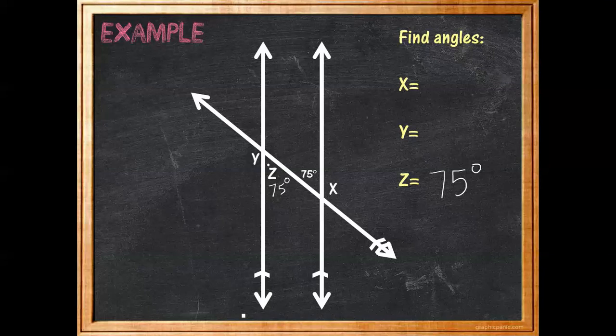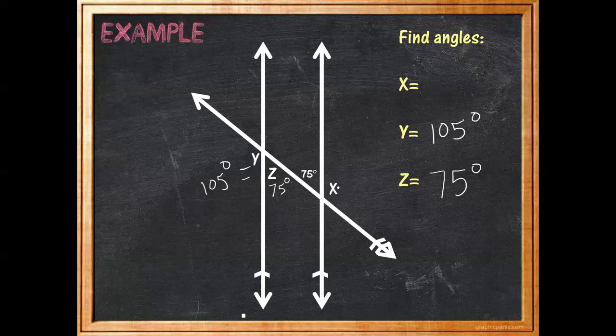Now if we look at Y, we know that Z is 75 degrees. This is using a definition that we've already learned. Z and Y are a linear pair. They're adjacent to each other, and they form a straight line, so they're going to equal 180 degrees. So all we're going to do to find this one is take 180 and subtract 75 from it. That's going to give us 105 degrees. So we know Y is 105 degrees.